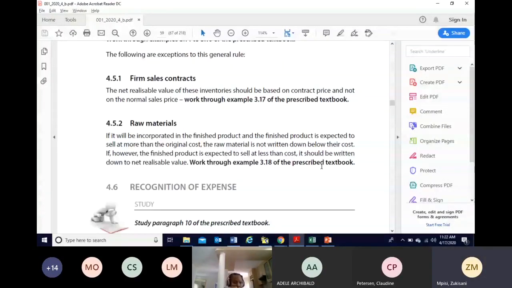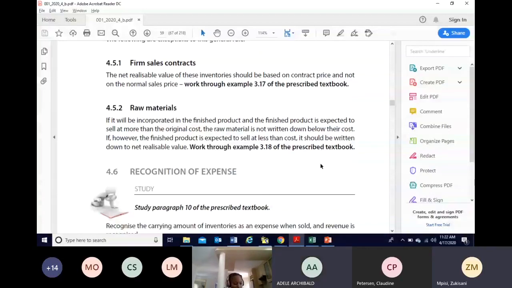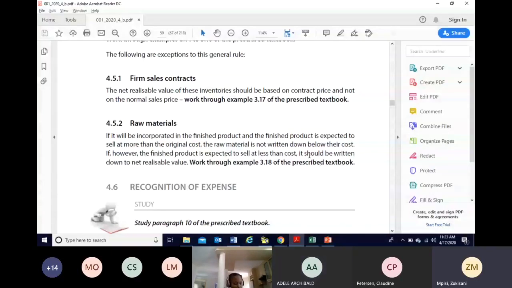An important thing now about net realizable value is you are told that for a firm sales contract, the net realizable value of these inventories will be based on the contract price and not the normal sales price. For raw materials, if it will be incorporated in the finished product, and the finished product is expected to sell at more than the original cost, the raw material is not written down below cost. We'll do a question where we'll unpack on this statement.